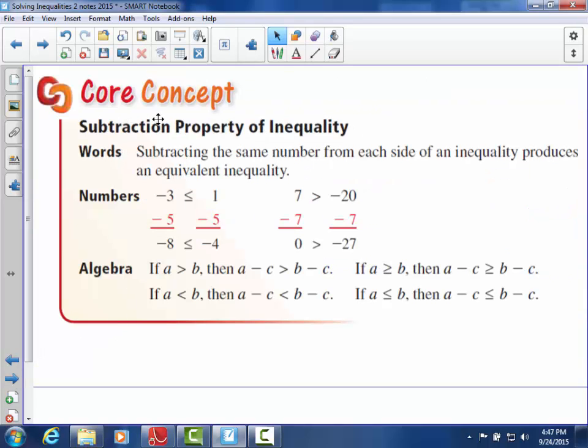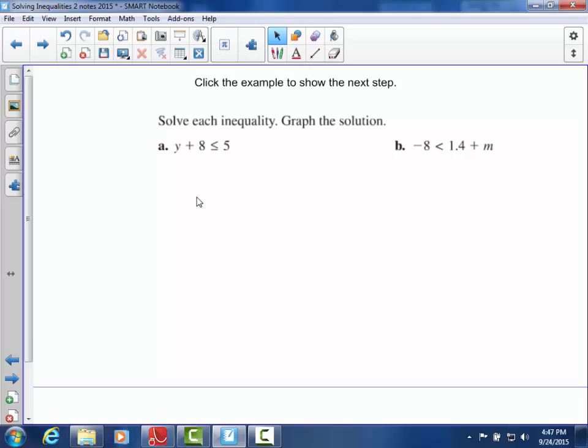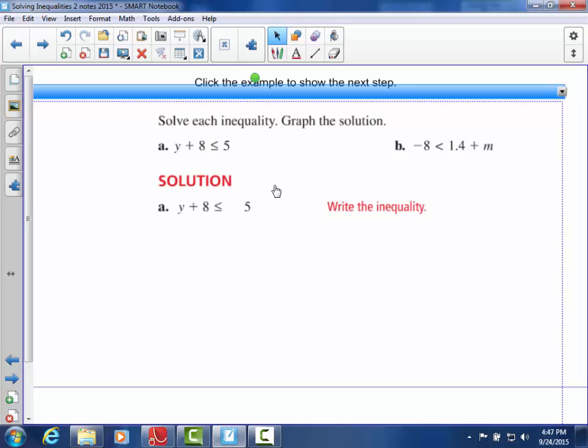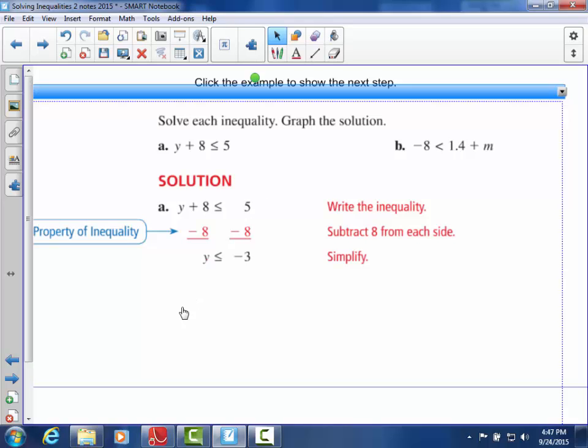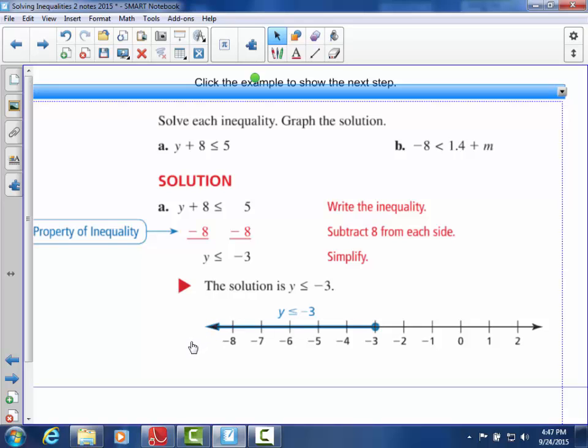Okay, the same thing that works for addition works for subtraction. We can subtract the same number from both sides. So here we have y plus 8 is less than or equal to 5, so we would want to subtract 8 from both sides. And when we do that, we find out that y is less than or equal to negative 3. That's our solution. Okay. And then we want to graph it. So we put our colored in circle at negative 3, and we shade to the left because y is less than negative 3.